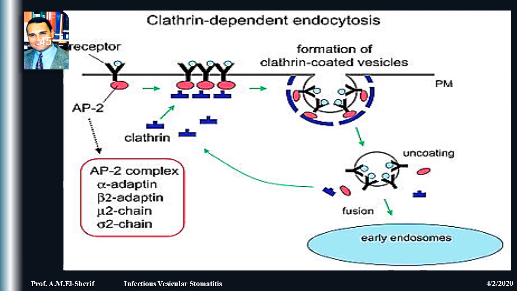This chart explains clathrin-dependent endocytosis, where the receptors present in the cell membrane lead to formation of clathrin-coated vesicles, and then clathrin becomes separated from the receptors after entrance to the cell, where uncoating occurs and early endosomes will be noted.